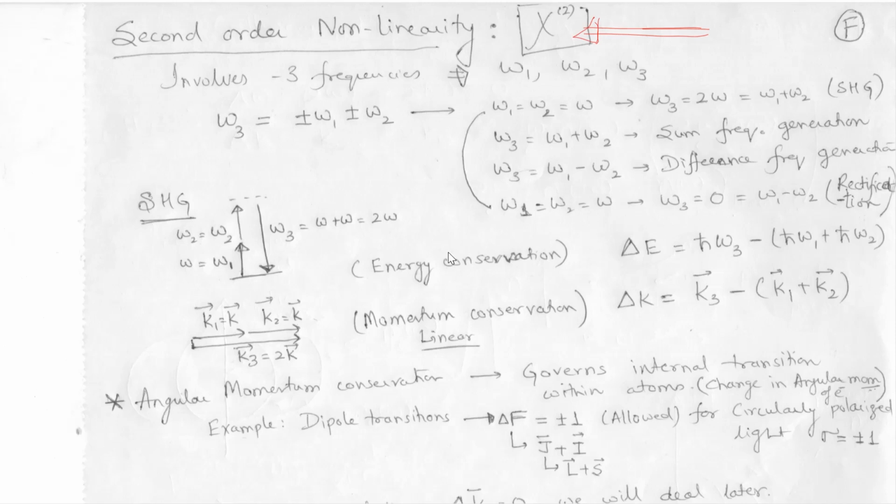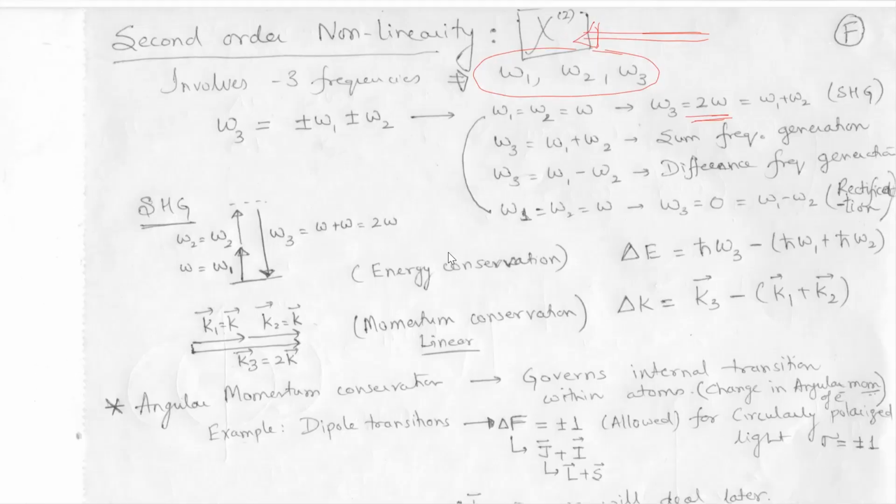So basically, such a second order process involves, in general, three fields. These are such that combinations of two produces a third one. For example, the combination that we looked at is when omega 1 is equal to omega 2 is equal to omega, what we would call degenerate wave mixing, and it produces a 2 omega field, which is the second harmonically generated field, which is simply the addition of omega 1 plus omega 2.